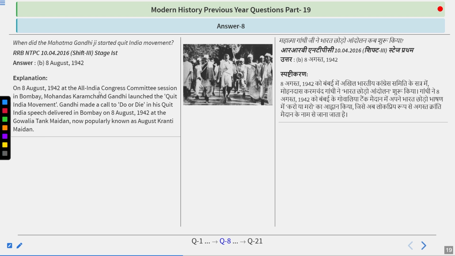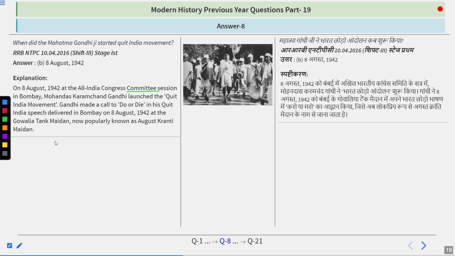8th August 1942, at the All India Congress Committee session in Bombay, Mohandas Karamchand Gandhi launched the Quit India movement. Gandhi made a call to do or die in his Quit India speech delivered in Bombay on 8th August 1942 at the Gwalior Tank Maidan, now popularly known as Agast Kranti Maidan.